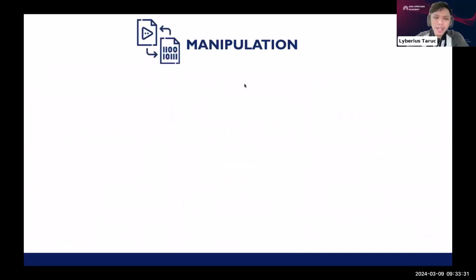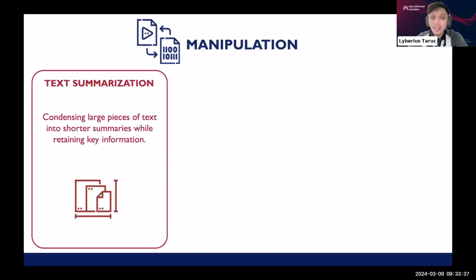Moving on. Another task that will involve manipulation. One feature of this is, of course, summarization, which is condensing large pieces of text into shorter summaries while still retaining key information. Now, you may have noticed that there are already tools right now wherein you can use summarization. An example is Quillbot, if you are familiar with it. You can even use ChatGPT or Google Gemini to summarize text, right? So that is one use case.